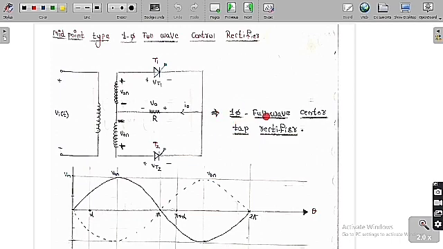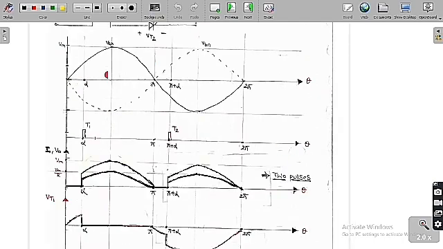So we can say this is a single phase full wave center tap rectifier. Full wave means we are going to get two pulses at the output. Center tap transformer we are going to use. So basically the rectifier working is converting AC to DC. We are going to analyze the waveforms.